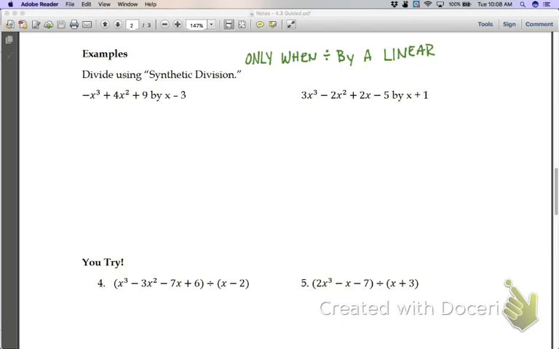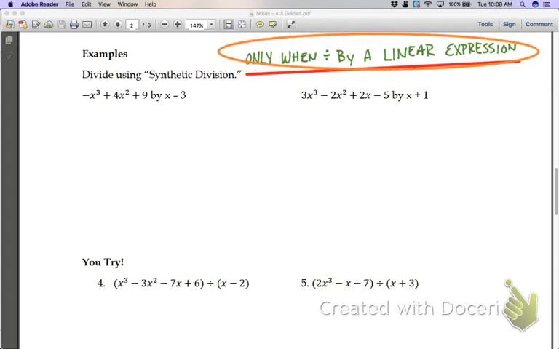Expression. So what does that mean? If you have to underline it, capitalize it, circle it, highlight it, whatever you have to do to make sure that you only use it whenever you're dividing by a linear expression. So what does that mean?